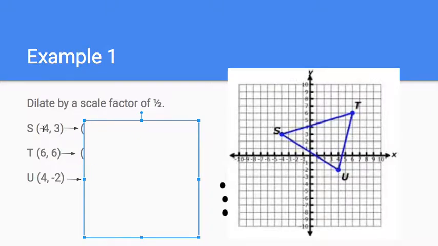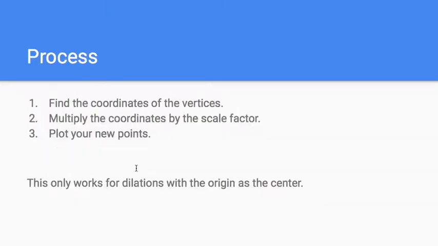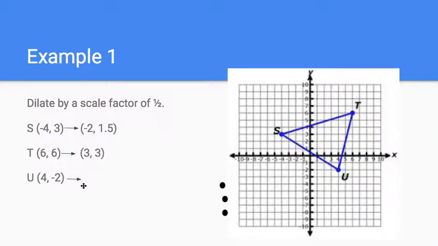Now I'm going to take every single one of these numbers and multiply it by 1/2. That's how I dilate. So -4 times 1/2 is -2. 3 times 1/2 is 1.5. So those are going to be the coordinates of S prime. 6 times 1/2, or that's the same as 6 divided by 2, is 3. So this is going to be at the coordinates 3, 3. And then 4 times 1/2 is 2. -2 times 1/2 is -1. So here are my new coordinates.